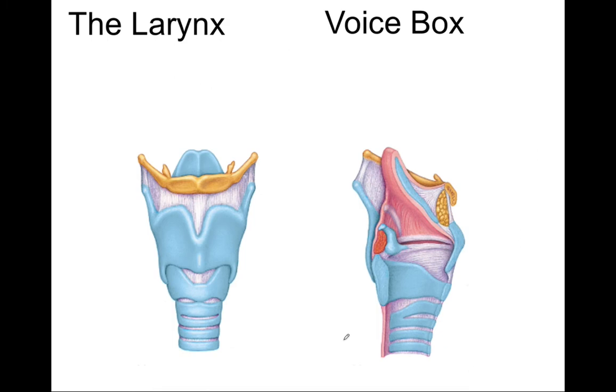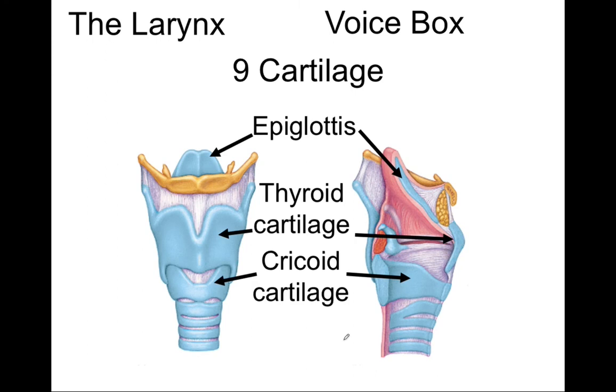The larynx and the trachea are protected by cartilage. The larynx in particular has 9 different pieces of cartilage. There are 3 pieces of unpaired cartilage and 6 pieces of paired cartilage. The 3 unpaired cartilages are shown.